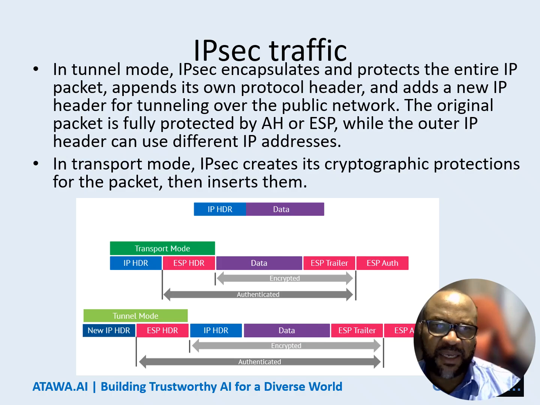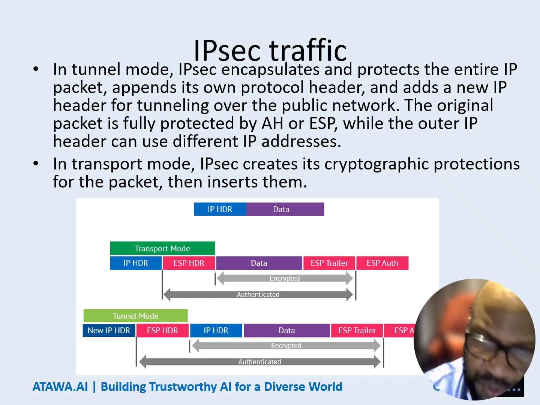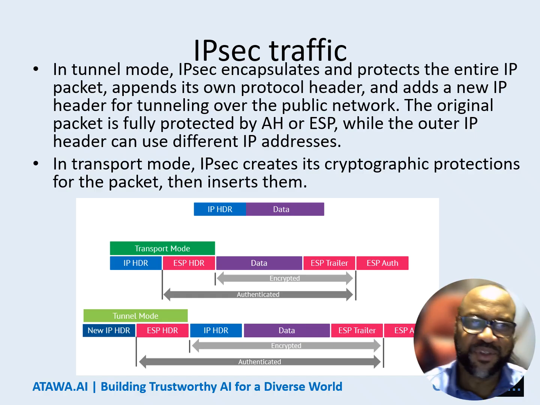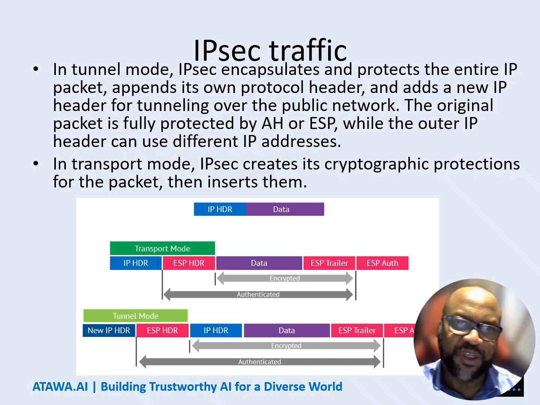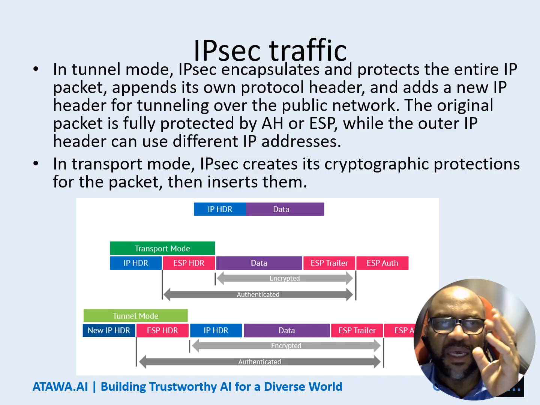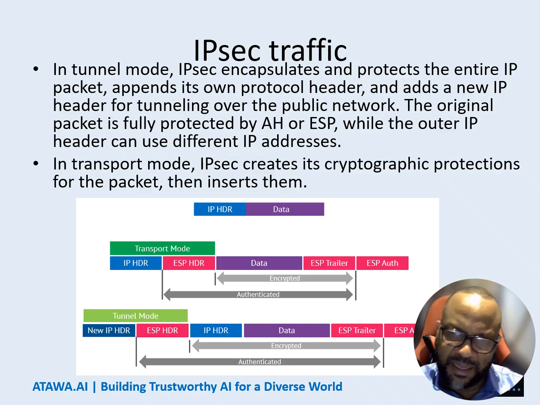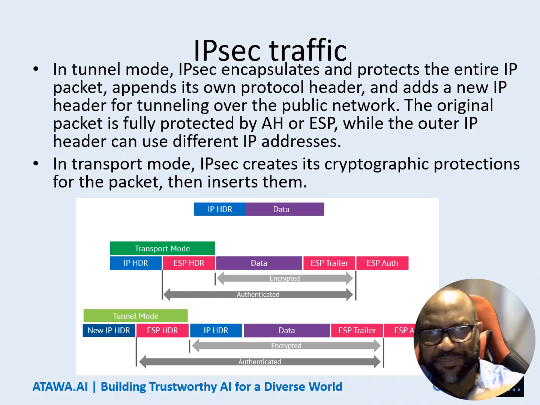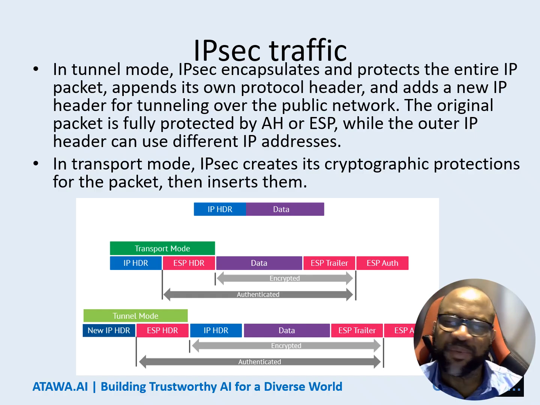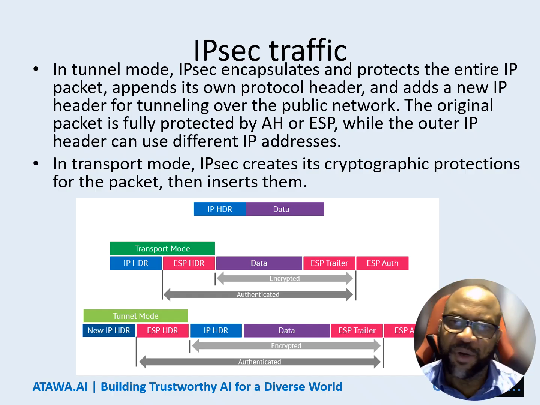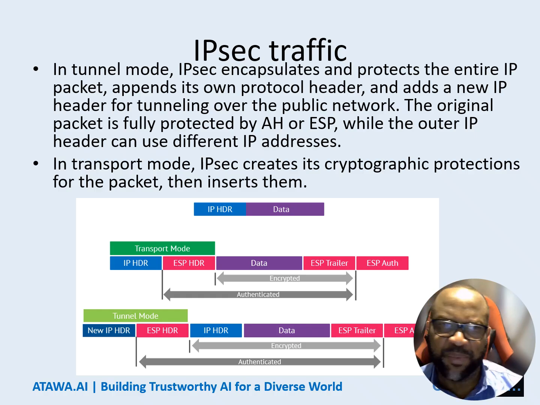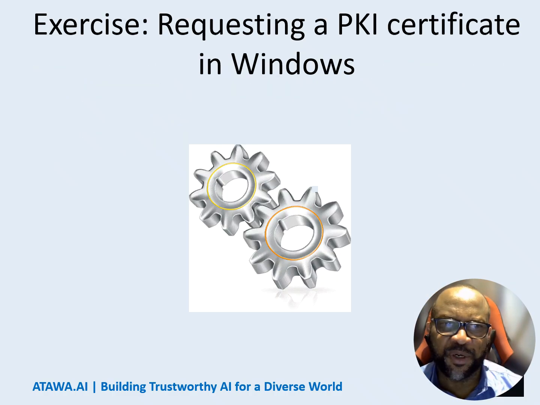IPsec traffic works in two modes. Just remember this: two modes, tunnel mode and transport mode. In tunnel mode, it encapsulates and protects the entire IP packet. In transport mode, it's cryptographic protection for the packet payload. That could be a good question. The original packet is fully protected by AH and ESP in tunnel mode, while the outer IP header can use a different IP address. So, tunnel mode or transport mode.